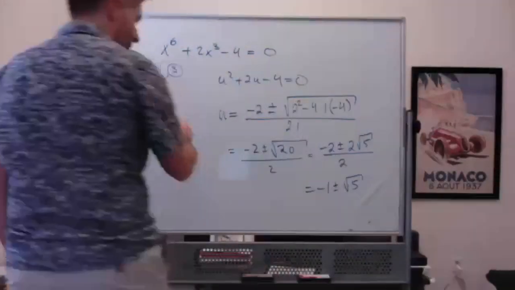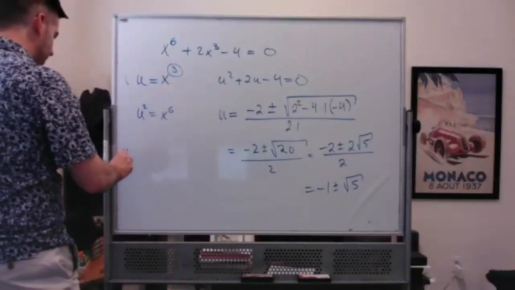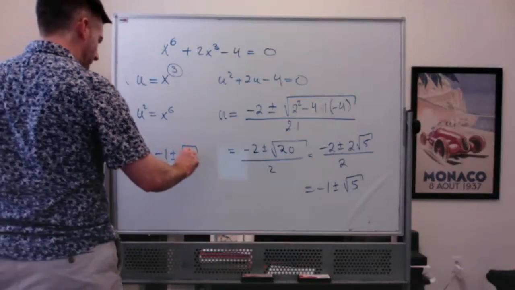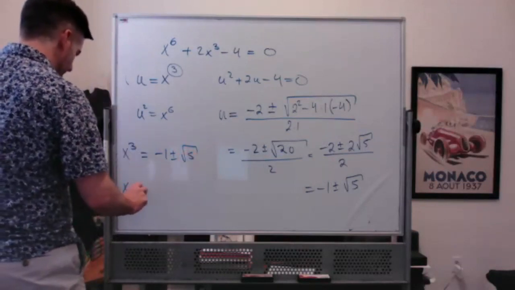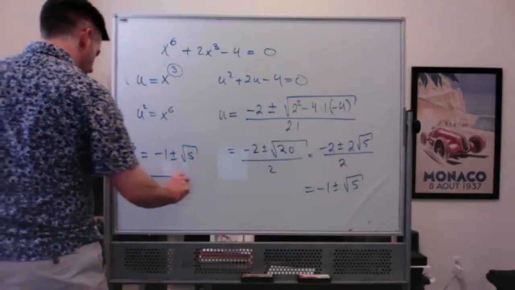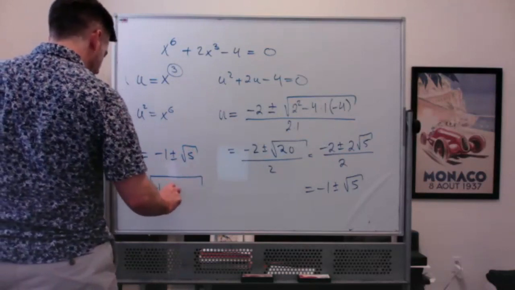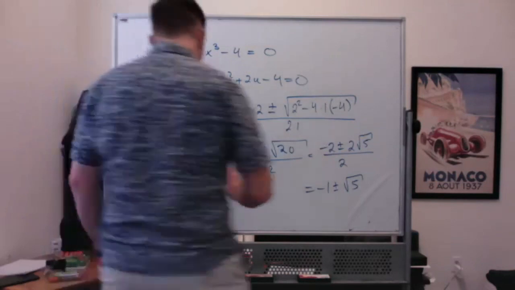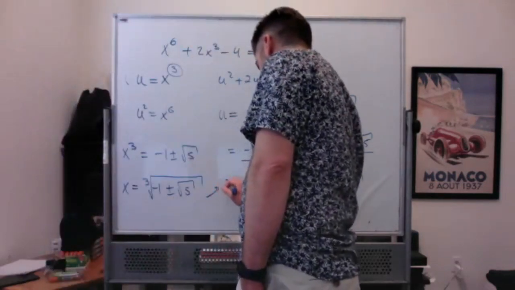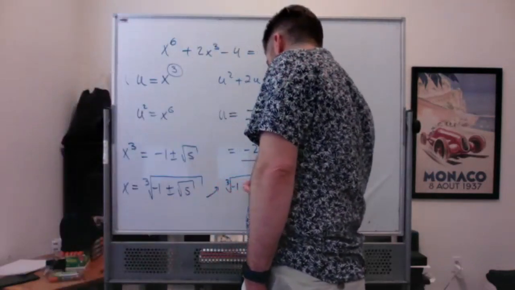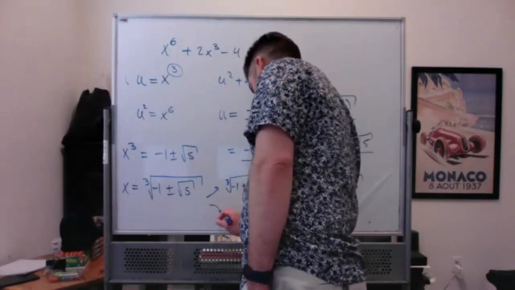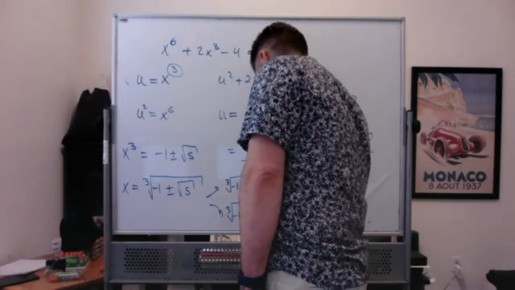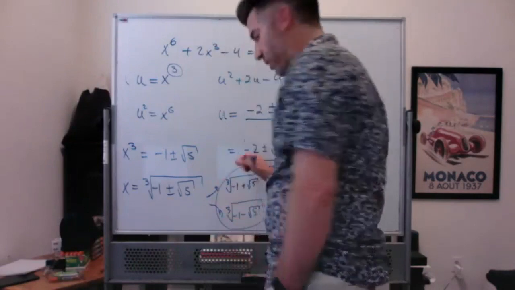So if I want to solve for x, that means I have to say x cubed is equal to -1 plus or minus the square root of 5, which means x is going to be the cube root of -1 plus or minus the square root of 5. So we get two different answers. We get the cube root of -1 plus the square root of 5, and we get the cube root of -1 minus the square root of 5, which just feels kind of weird, right?